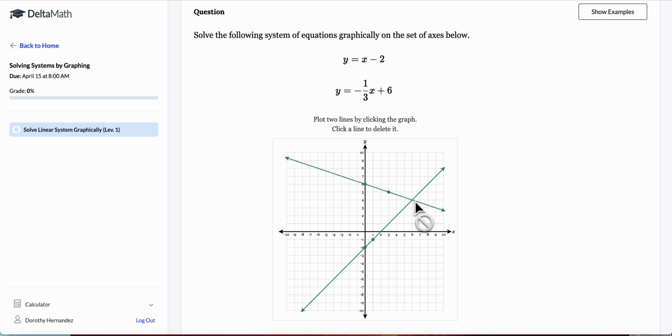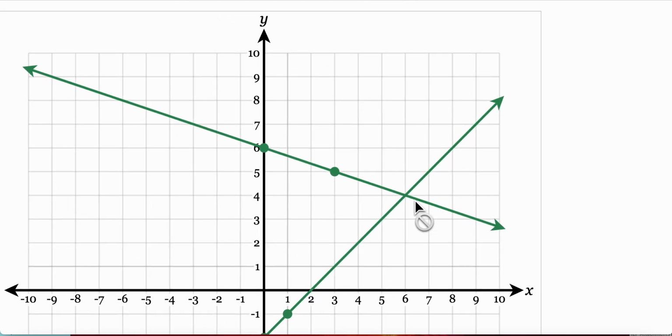Now, I'm going to make this bigger so I can see it because I'm blind. Right here, we're only looking where these 2 green lines cross. So that's right here. So what is the name of this point? I'm going to look down. I see the x, which is a 6, and the y, which is a 4. So my answer is 6, 4.